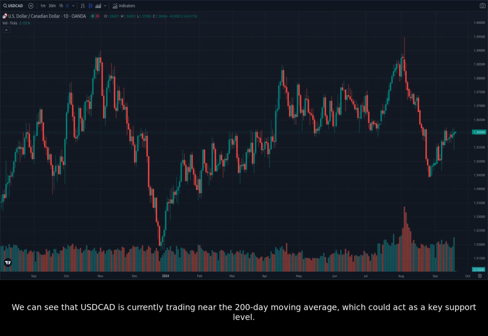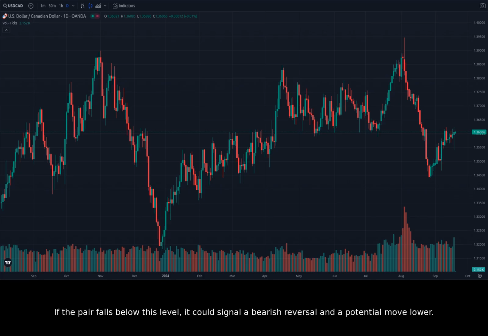We can see that USDCAD is currently trading near the 200-day moving average, which could act as a key support level. If the pair falls below this level, it could signal a bearish reversal and a potential move lower. The Relative Strength Index, RSI, is currently sitting above the 70 level, indicating that the pair is overbought. This also suggests that a pullback could be on the horizon.